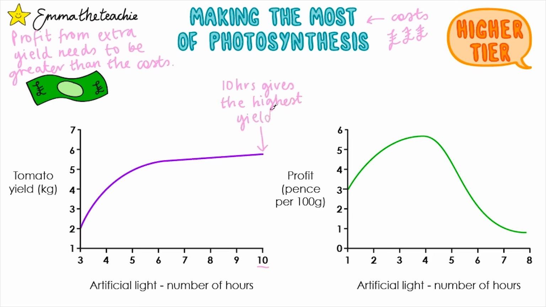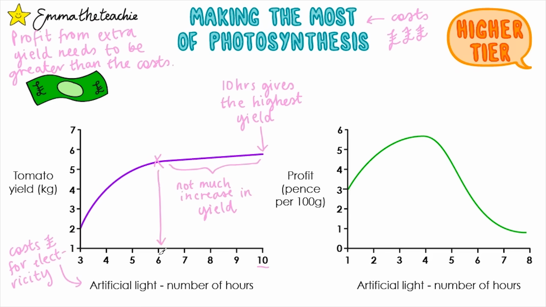But this doesn't take into account the costs. We know that artificial lights use electricity and therefore cost the gardener or farmer money. We would probably therefore change our answer and choose the point in the graph where the increase in yield really slows down. This happens at about 6 hours of artificial light. So this is actually going to be a better number of hours for the farmer because it will increase their profits.